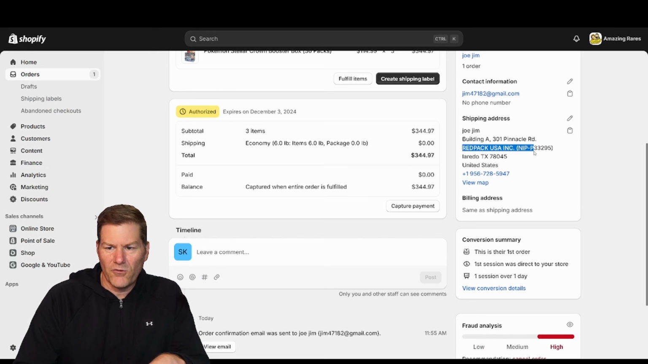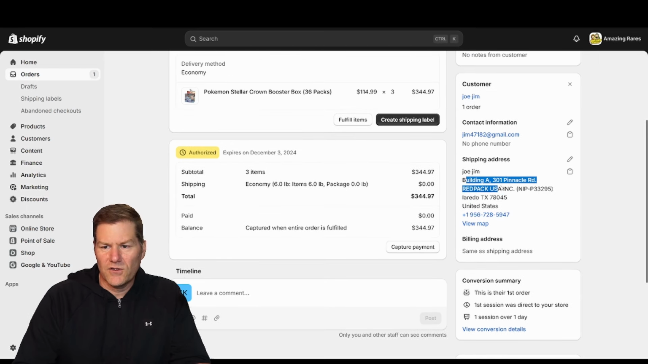And I could tell right away with these numbers like this, this was gonna be a reshipper, kind of like using Tenso. So somebody in some other country is placing this order and they're having it shipped to a reshipper. In this case, it's Redpack USA Incorporated in Laredo, Texas. So right away, I knew this was a reshipper. It's going out of country.